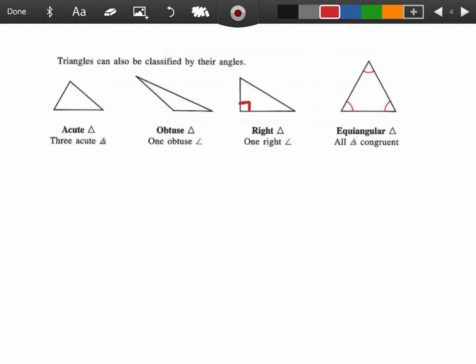A right triangle has one right angle. Again, it's not possible to have more than one right angle, and we'll see that later. So that's a right triangle there. And then an equiangular triangle. Equiangular triangles are actually the same as equilateral triangles, because if they have three congruent angles, they also have three congruent sides. So all three of these sides would also be congruent. Equiangular means all angles are congruent.